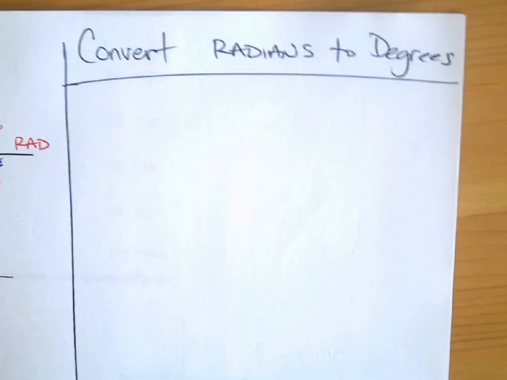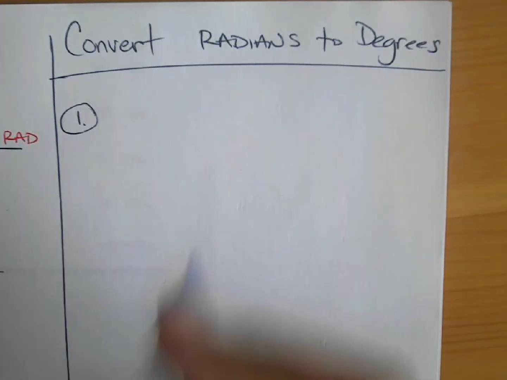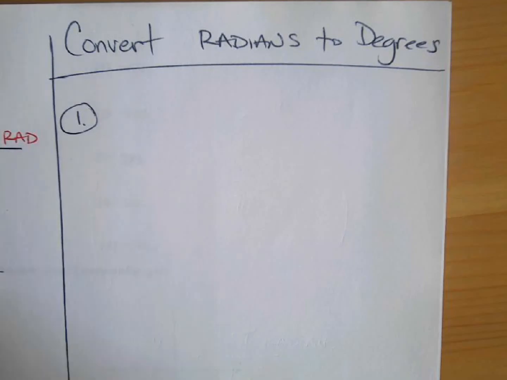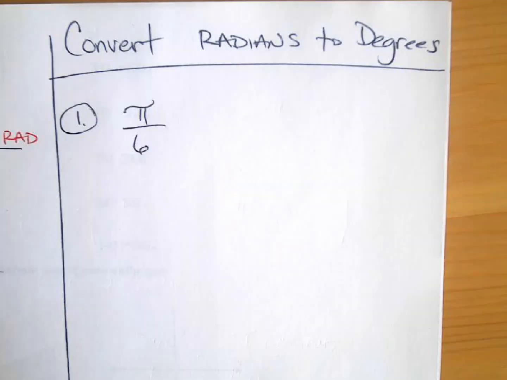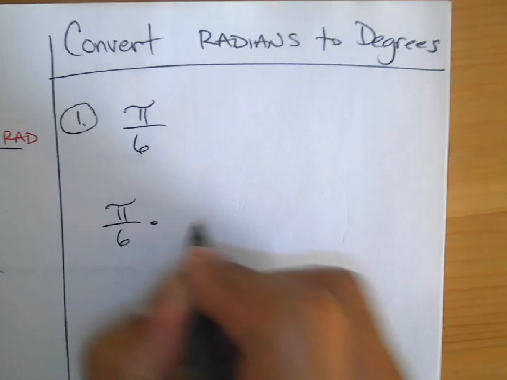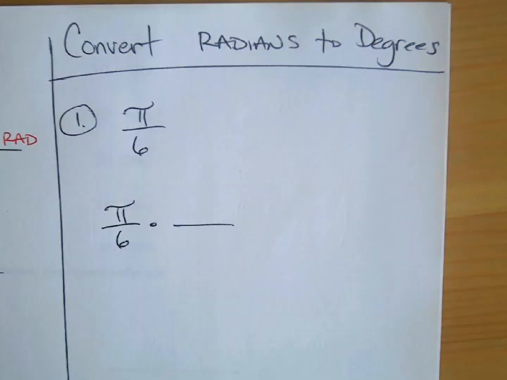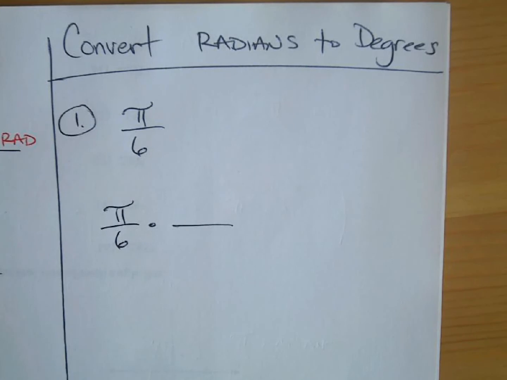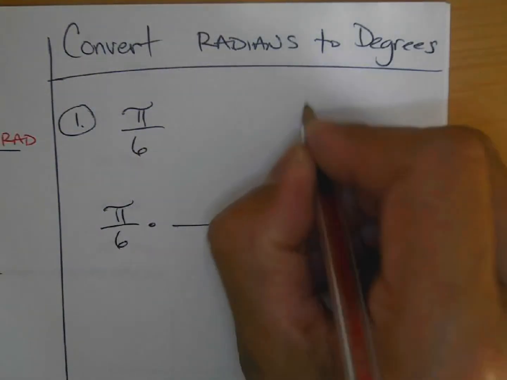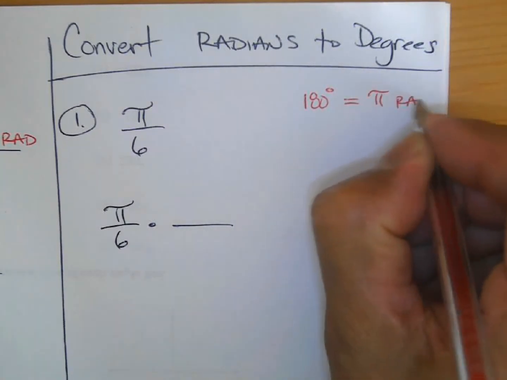How do we convert from radians to degrees? Number 1. What if I start with pi over 6? How would I convert that to degrees? Well, I got pi over 6 times... Again, you're going to use that same conversion unit. What was that unit? 180 degrees is equal to 1 pi radian.